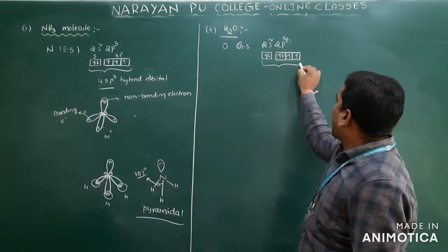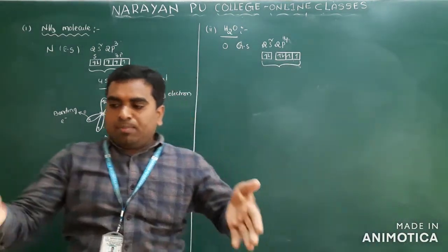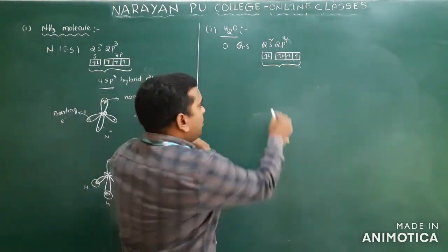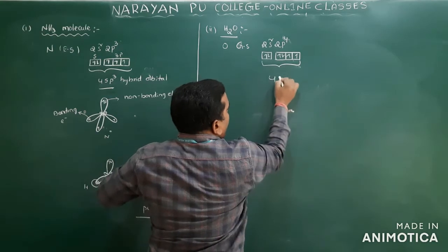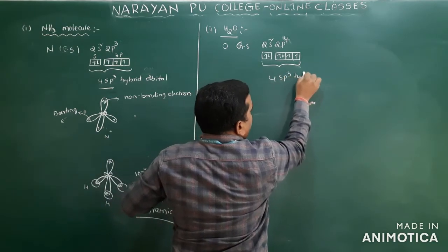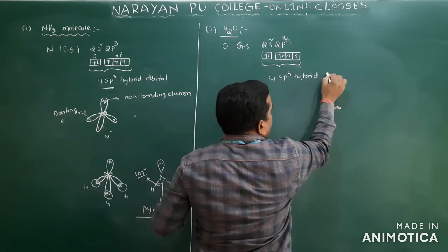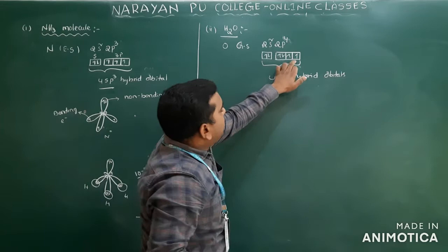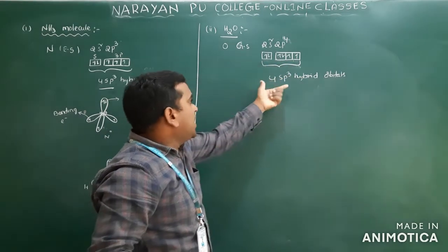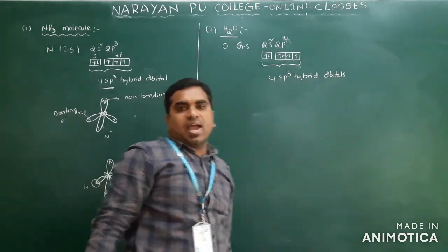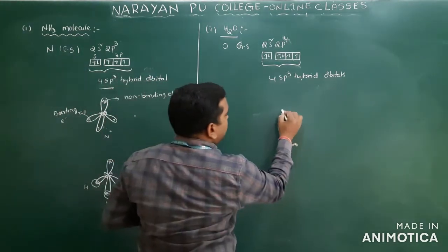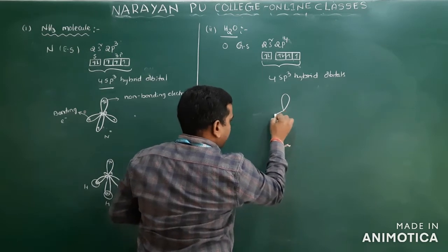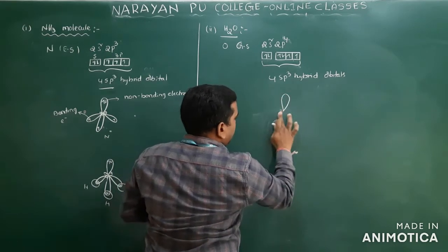These 4 orbitals are involved in hybridization. They mix together and form 4 sp3 hybridized orbitals. 4 atomic orbitals are involved in the hybridization and form 4 sp3 hybridized orbitals. You know what the 4 sp3 hybridized orbitals look like, same as what I wrote previously. So this is 1 and this is what you have to write.